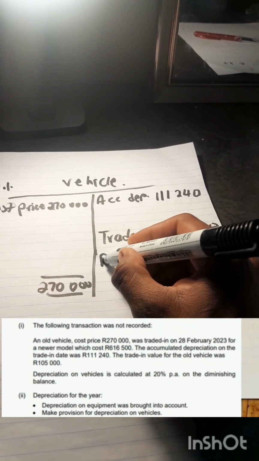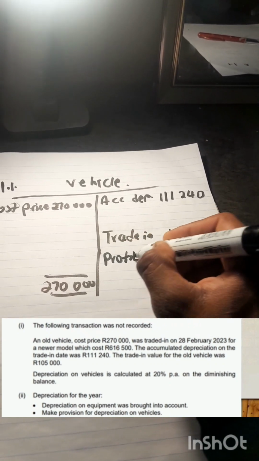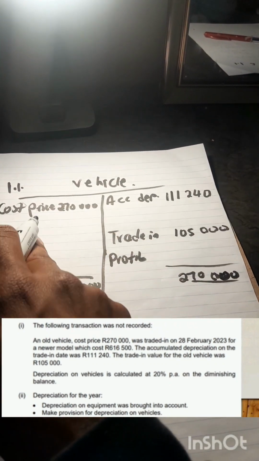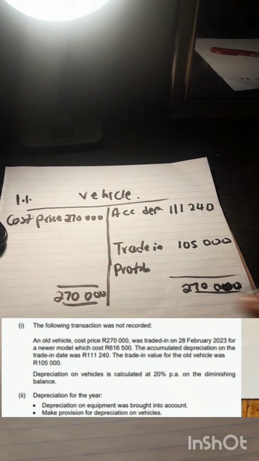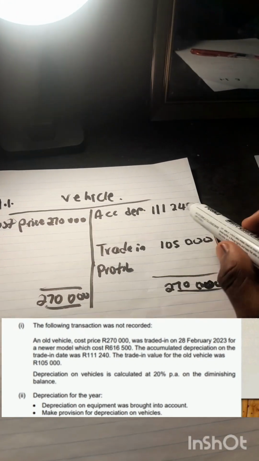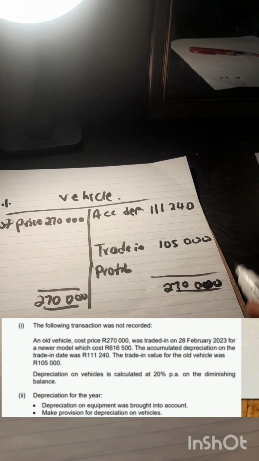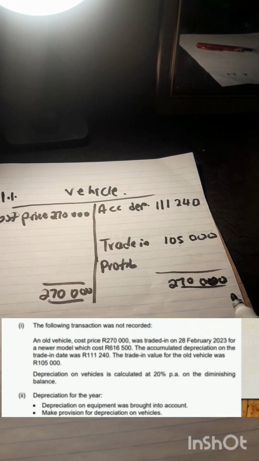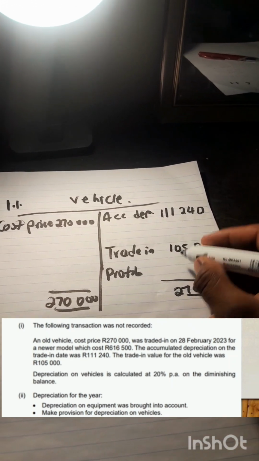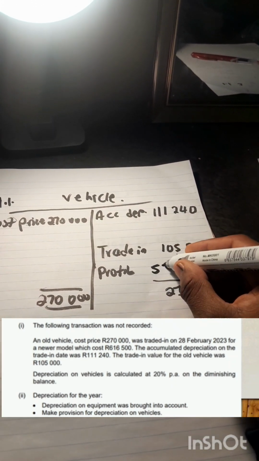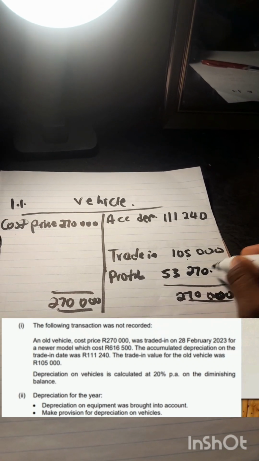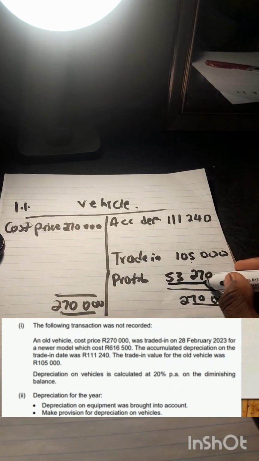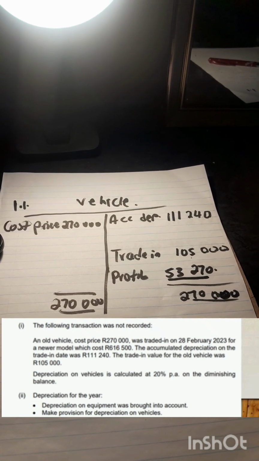Here is what is profit, because if the balancing figure is on this side, it's a loss. So here we have a profit. How much is the profit? 270,000 minus this one, and also minus this one. You're going to get 53,270. This is your profit. This is what was wanted.